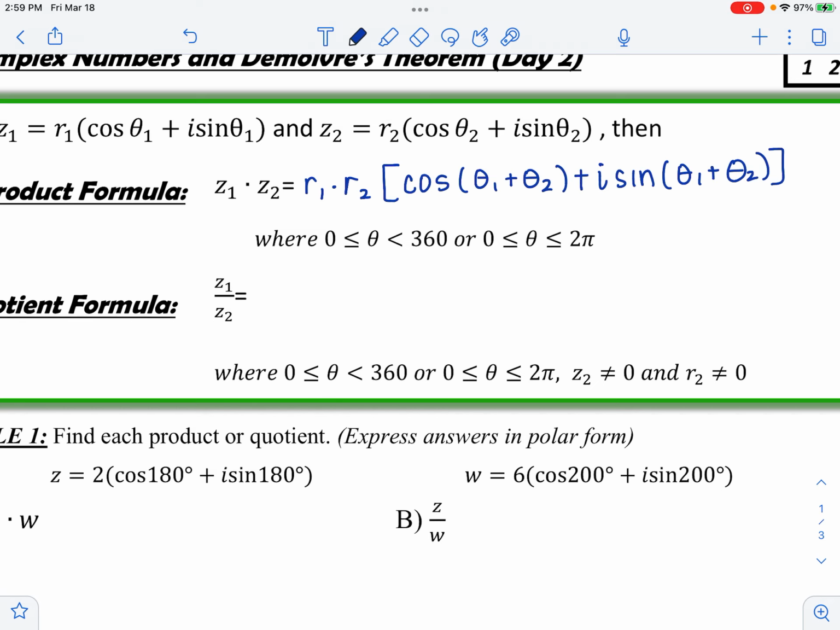All right, so to divide two polar complex numbers, you could probably guess what the formula is and you would be correct. You're going to divide the r values, r1 divided by r2, the first r value divided by the second r value because it's z1 divided by z2, and then times cosine of, and you're going to subtract your theta values. You're going to do theta 1 minus theta 2. Since it's z1 divided by z2, that's why it's theta 1 minus theta 2, plus i sine of, the same thing.